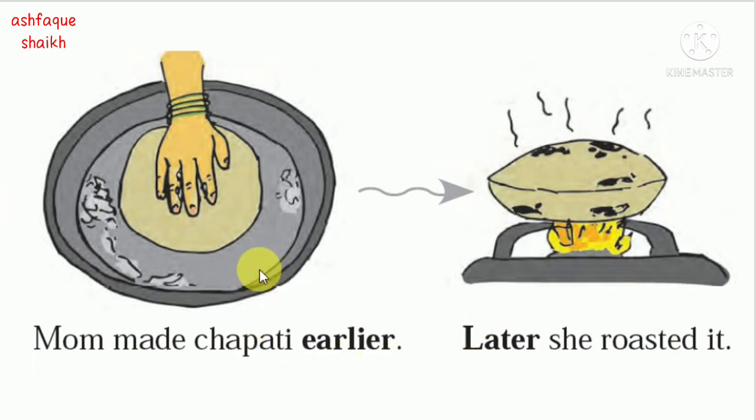First the chapati is made and then it is roasted. So which activity? Making of chapati is earlier part and roasting is later part. So mom made chapati earlier and later she roasted it. Have you understood the difference between earlier and later? Now can we go for the next example?